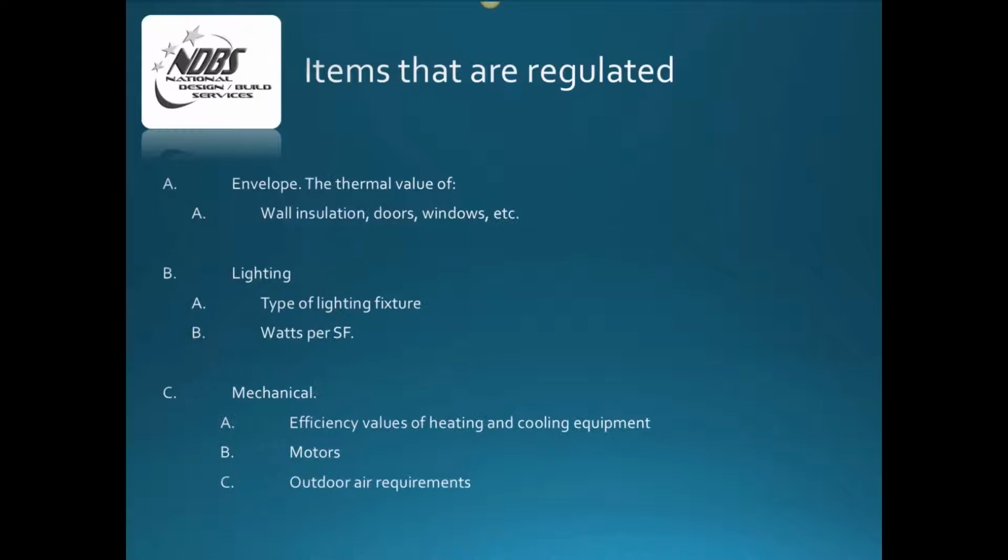So what's regulated? The envelope of a building, walls, doors, insulation, or electrical, lighting, types of fixtures, watts per square foot are regulated. For mechanical, which we deal with mostly, the efficiency values of heating and cooling equipment, efficiency values of motors, some outdoor air requirements, thermostat placements, CO2 sensors as far as like break rooms and other things. We need to have CO2 sensors to make sure there's enough outside air for everybody.